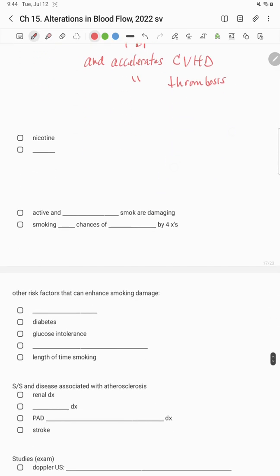The nicotine that's found in cigarettes, along with the carbon monoxide, will increase your LDLs and triglycerides. They will decrease your HDLs, which is considered the good cholesterol because it helps lower the LDLs. It causes vasospasms. It increases platelet aggregation.